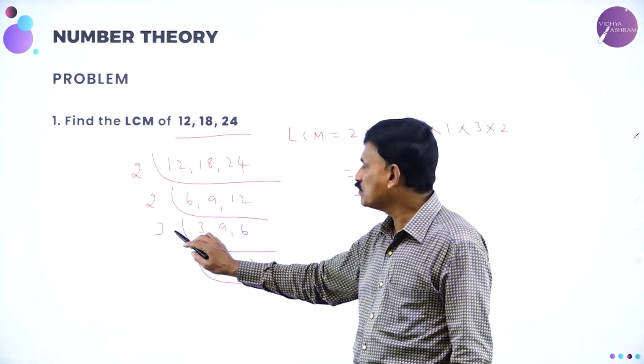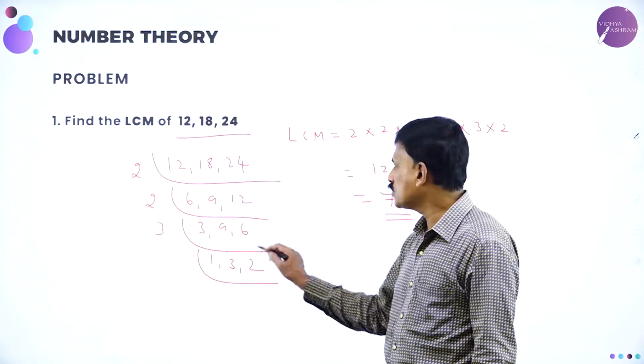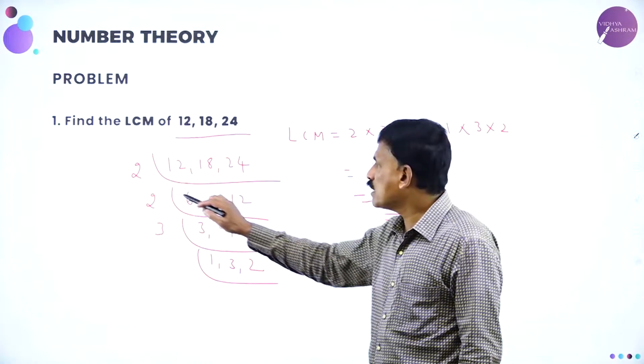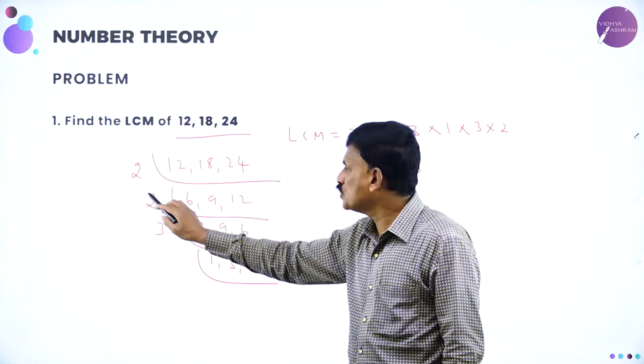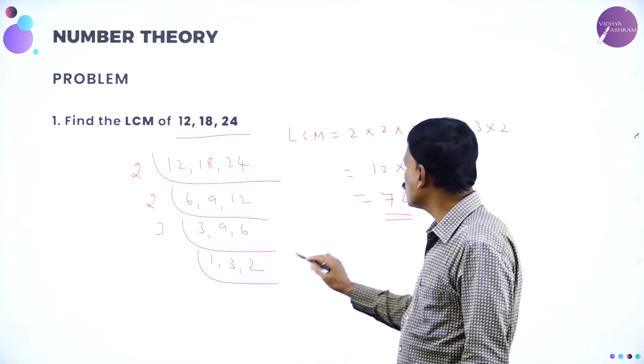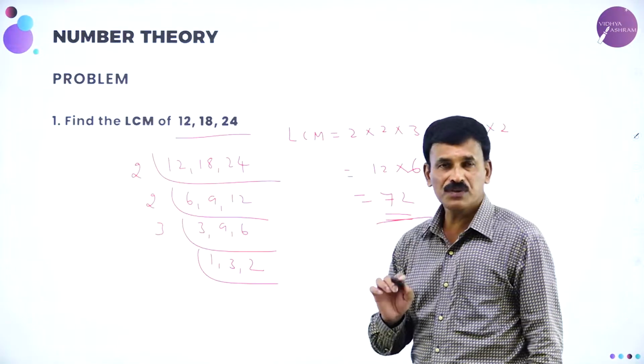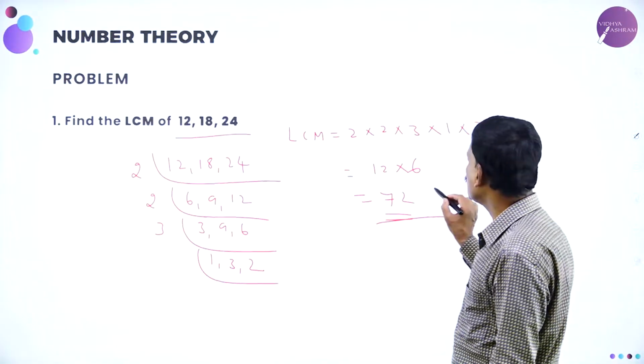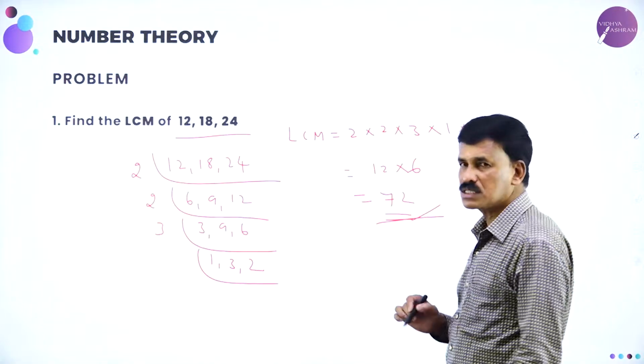Let us take 3. 3 ones are 3, 3 threes are 9, 3 twos are 6. So just multiply these numbers: 2 into 2 into 3 into 1 into 3 into 2 will give the value. Therefore, the LCM of 12, 18 and 24 is 12 into 6, that's equal to 72.